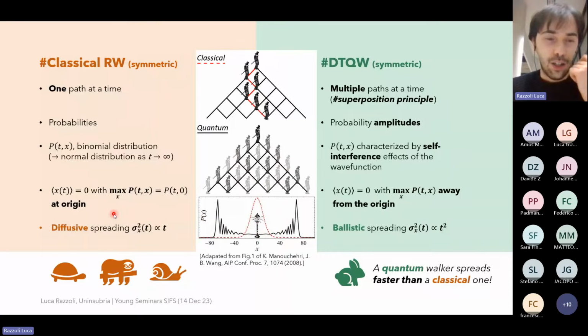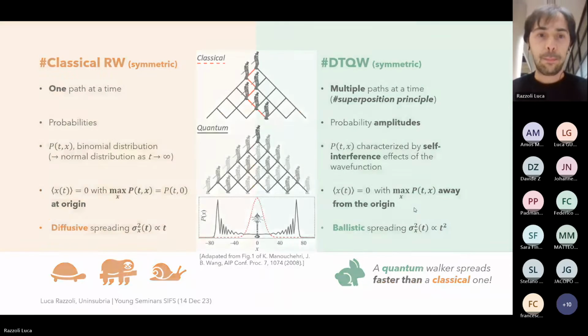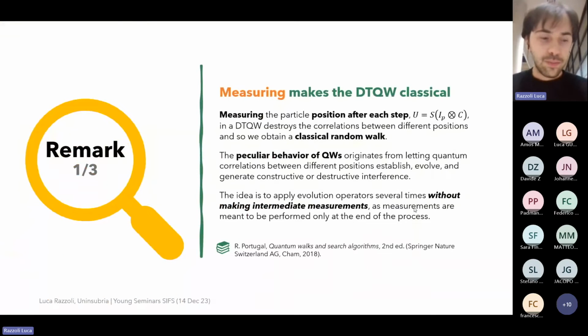Moreover, a classical random walker spreads diffusively, meaning that the variance in position space is proportional to time. Instead, a quantum walker spreads ballistically, so the variance is quadratic in time. This means that a quantum walker spreads faster than a classical walker, and this is the reason why quantum walks are widely used in developing quantum algorithms, for instance, to achieve speedup with respect to a classical analog of the algorithm. So a few remarks.